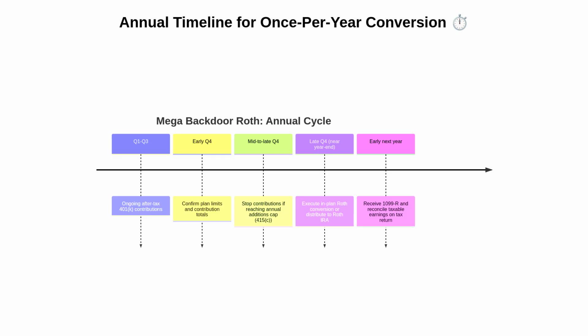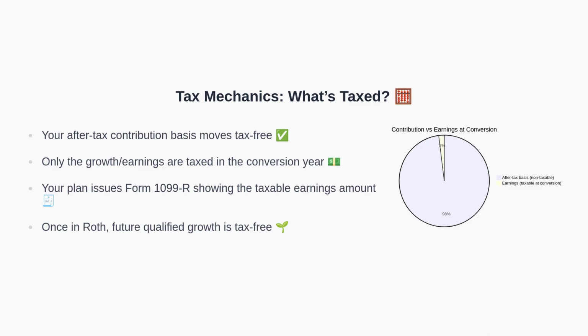This timeline illustrates a typical annual cadence. During the first 3 quarters, you continue making after-tax 401k contributions. Early in the fourth quarter, you verify your plan's rules and your contribution totals against the annual additions limit. Mid to late in the fourth quarter, if you are approaching the limit, you coordinate to avoid over-contributing. Then, near year-end, you perform the conversion either in plan to Roth 401k or as a distribution to a Roth IRA. Finally, at the start of the next year, you receive Form 1099-R documenting any taxable earnings and report them on your tax return.